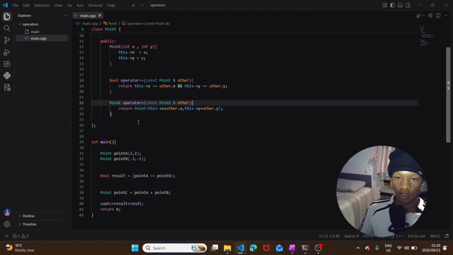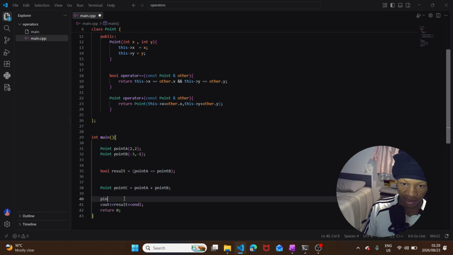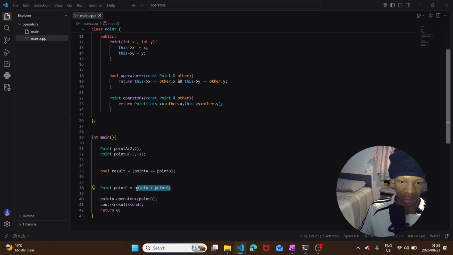So how this works is, remember we said that this left operand is going to be calling this function. Similarly, how we could write it is to say point a dot operator and then pass that value. That's what we'll be doing, but you can see how this is cleaner because it's basically just saying point A plus point B. We don't have to understand what's going on here.